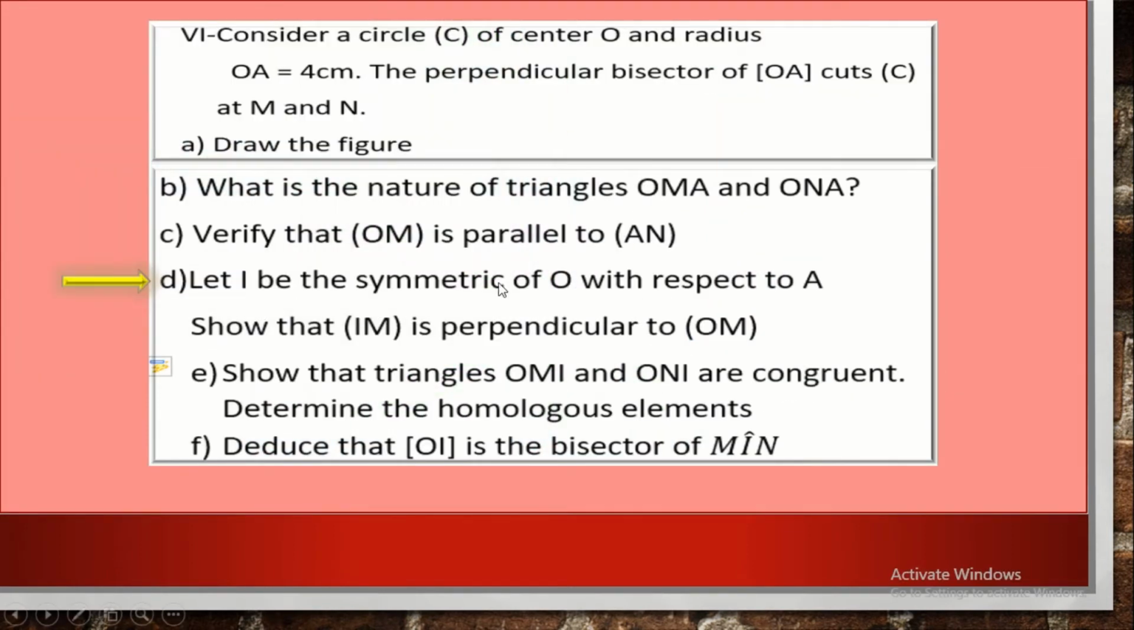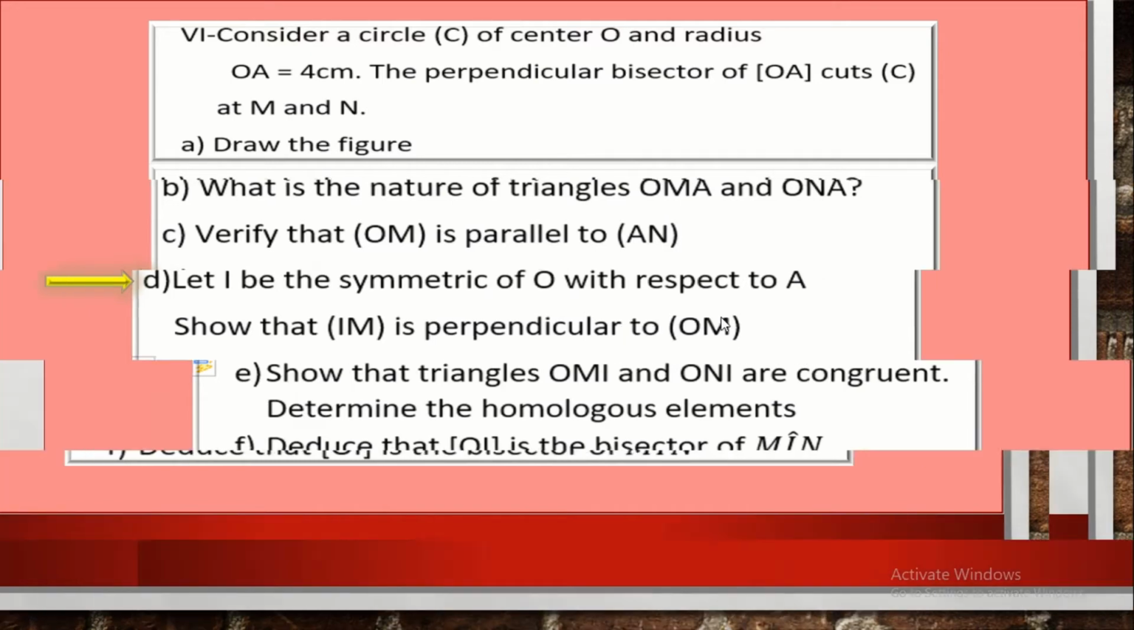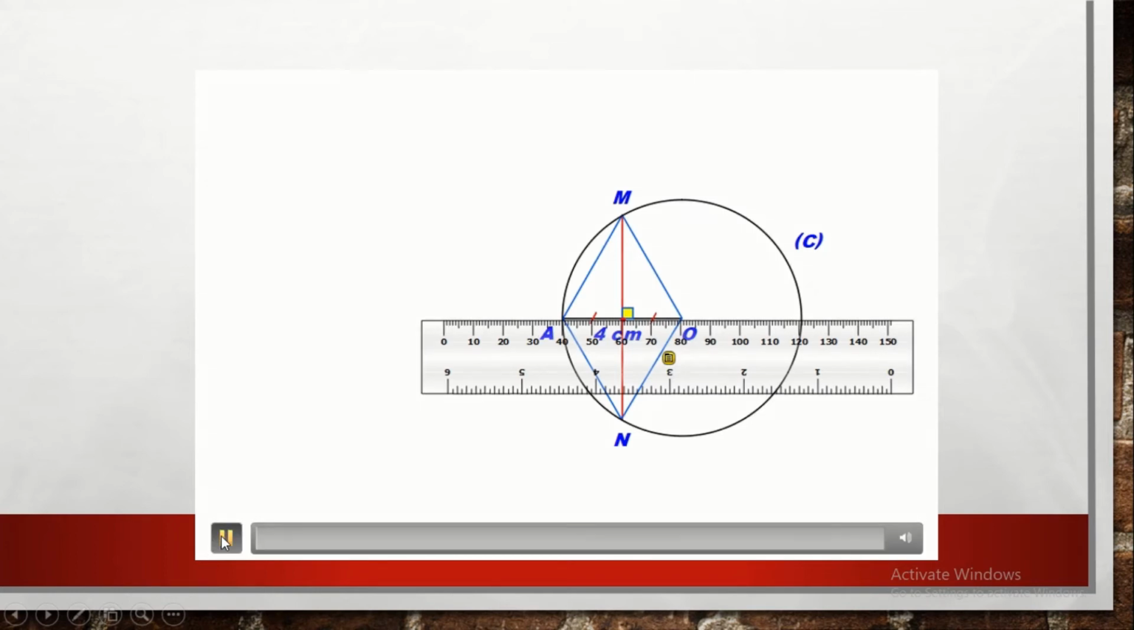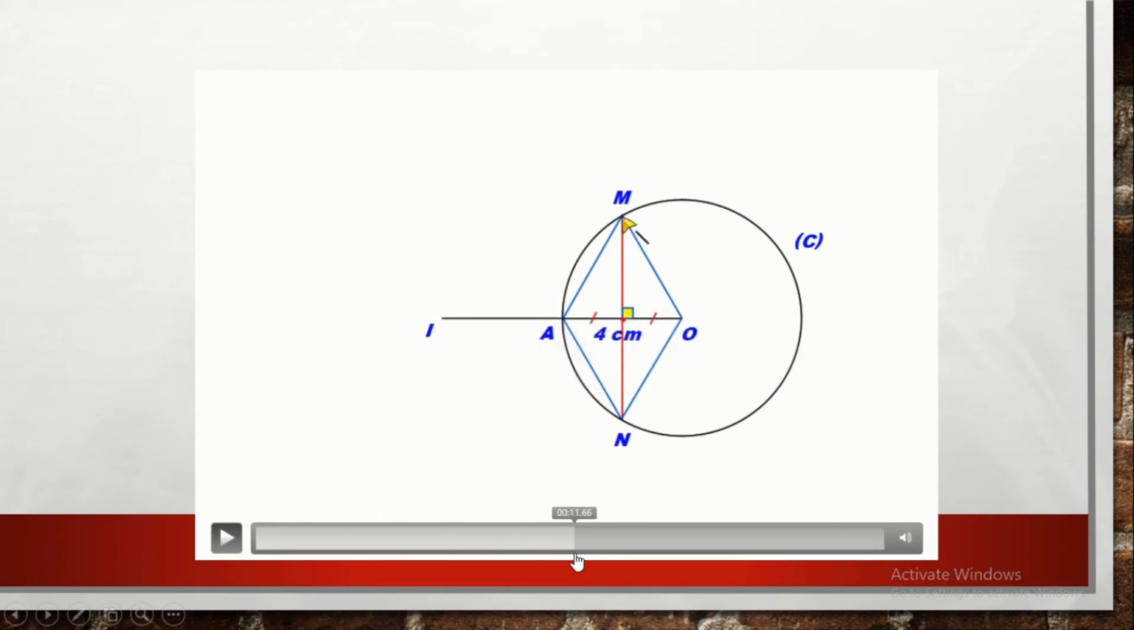Now let I be the symmetric of O with respect to A. Show that IM is perpendicular to OM. How to prove it? We should first draw our symmetry. We produce OA by the same length. Since I is the symmetric of O with respect to A, we need to produce it from A, by the same length, which is here 4 cm.